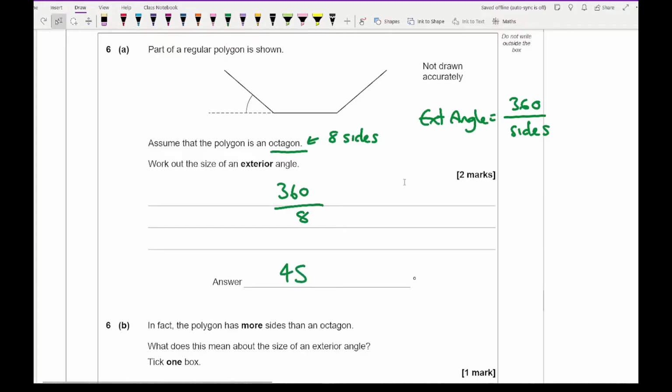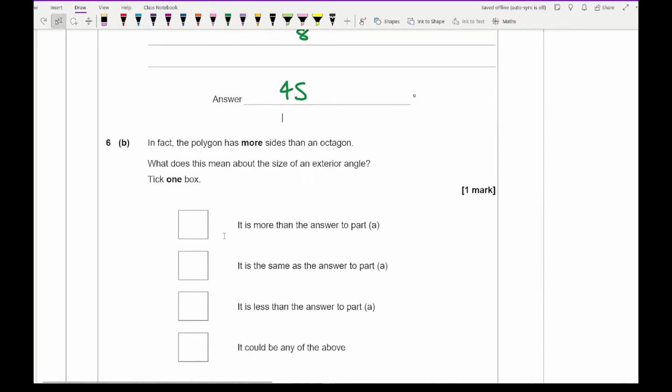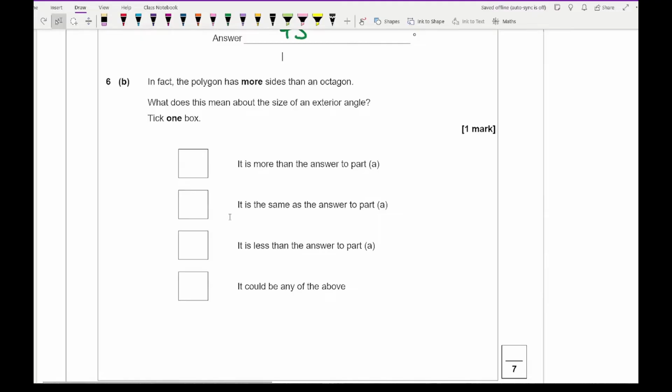45 degrees. It then says, in fact, the polygon has more sides than an octagon. What does this mean about the size of the exterior angle? Tick one box.